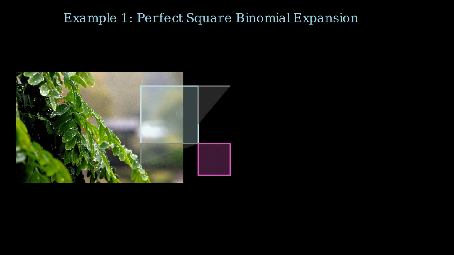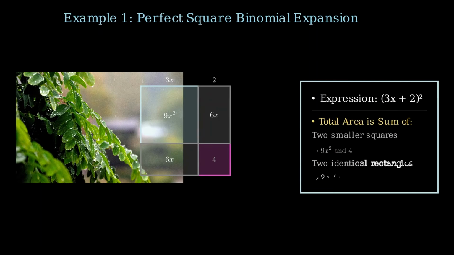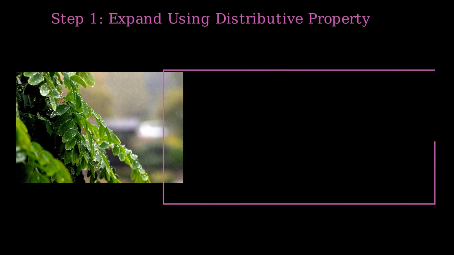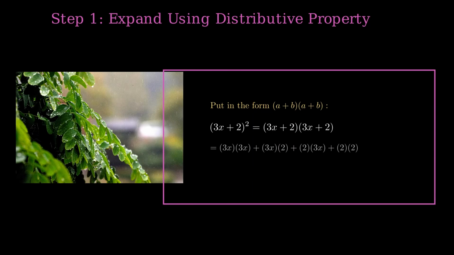Let's solve a perfect square binomial expansion problem using an area model. Our new example asks us to expand and simplify the quantity 3x plus 2 squared. Geometrically, this is identical to finding the total area of a large square with side length 3x plus 2. Let's visualize this area model on the screen. Step 1. Let's expand this mathematically by putting the expression in the form a plus b times a plus b.